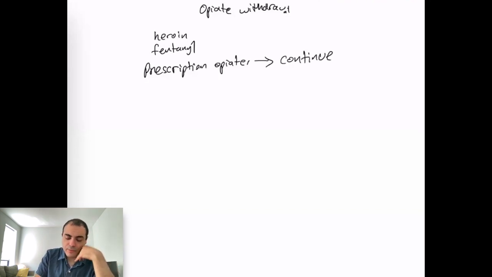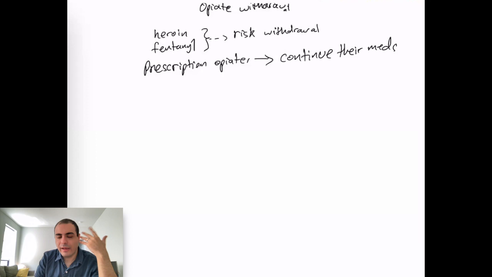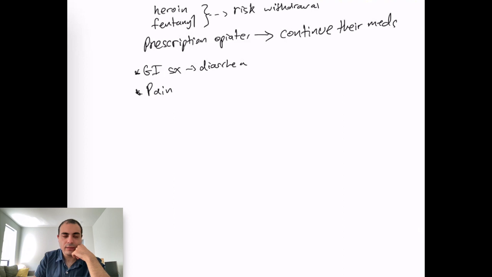Continue their pain medications. Okay. While people who use fentanyl, Versed, they are at risk of withdrawal. Now, what does opiate withdrawal look like? It's similar to alcohol withdrawal. They'll have agitation, they'll have headaches, but the extra stuff for opiate withdrawal is you get GI symptoms. Specifically, you get diarrhea.